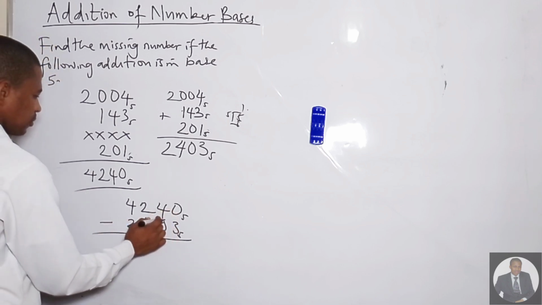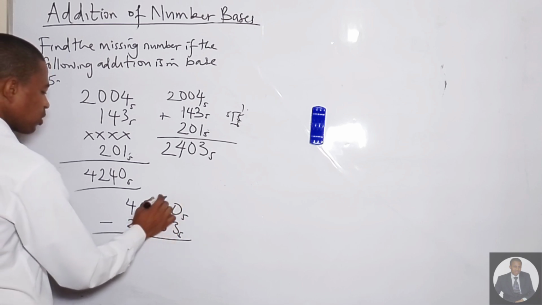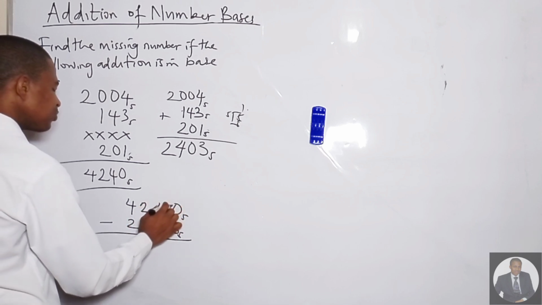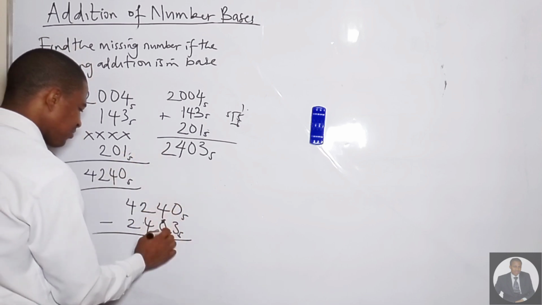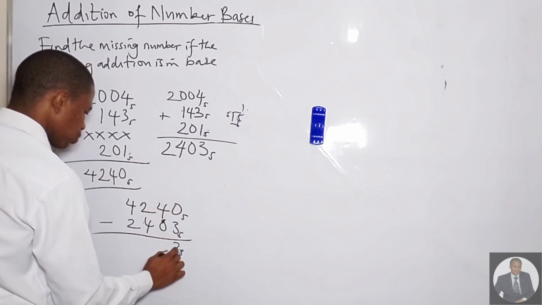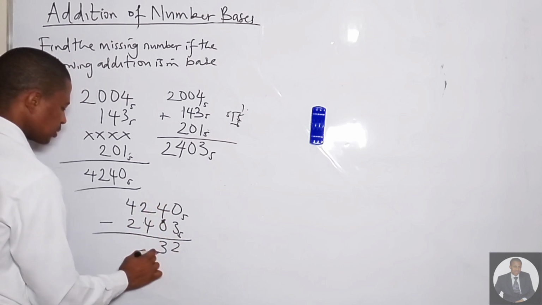Now, we cannot take away 3 from 0. So we take 1 from here. That one that we are taking from here, in base 10 used to be 10, but now it's in base 5, so it will be 5. So 5 minus 3 will be 2. This one remains 3. 3 minus 0, 3.